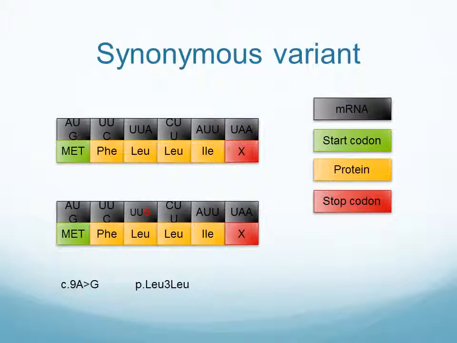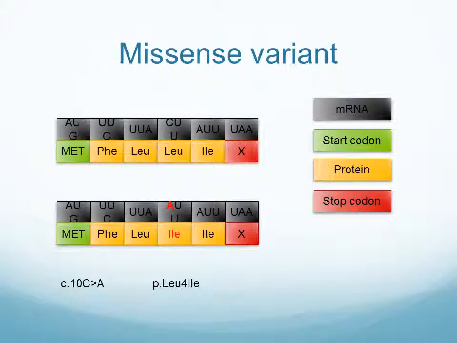so the coding change is named c.9A>G. The leucine amino acid at this position is not changed, so the protein change is p.Leu3Leu. This type of variant is called synonymous. Because they do not directly alter the primary protein sequence of a gene, these variants are often considered unlikely to be disease-associated, though there are exceptions.